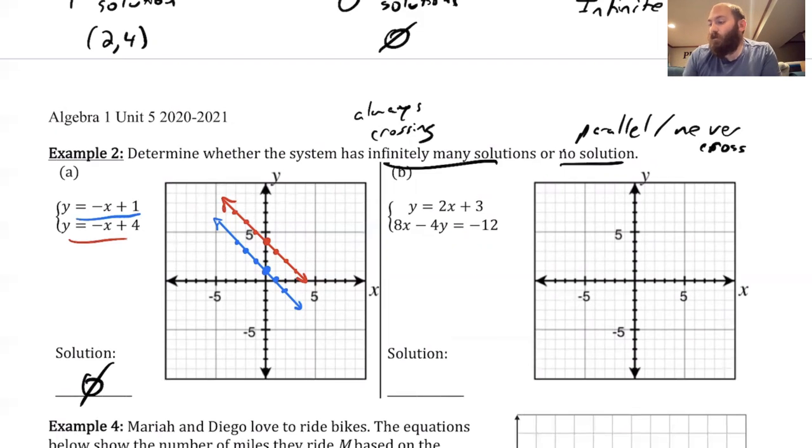Okay. Example 2. We got y equals 2x plus 3. So I got 1, 2, 3. Okay, and I got 2x. So that's going to be 1, 2 to the right 1, down 2 to the left 1, and then so on there.